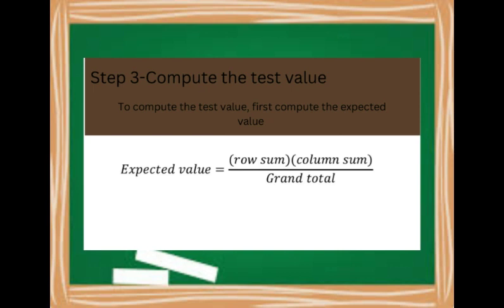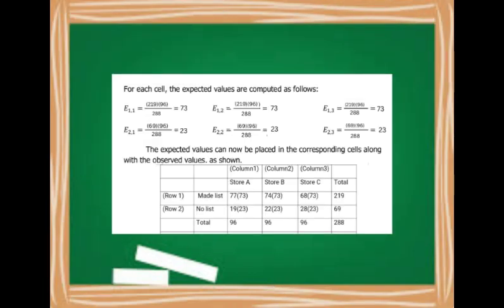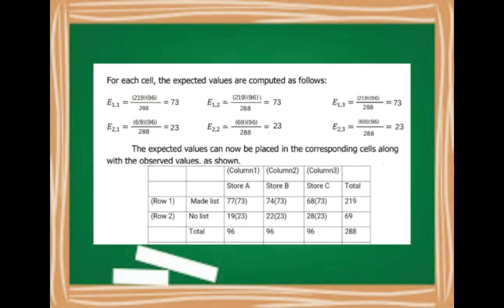With that formula, you can now solve for the expected value, with row 1 and column 1, along with columns 2 and 3, which is 219 times 96 over 288, equal to 73. Meanwhile, all the expected values in row 2 have the same results. The expected value is 23, with all the values in the table solved. When all the expected values have been solved, you can put them beside the observed values. With that, we can now solve for the test value.